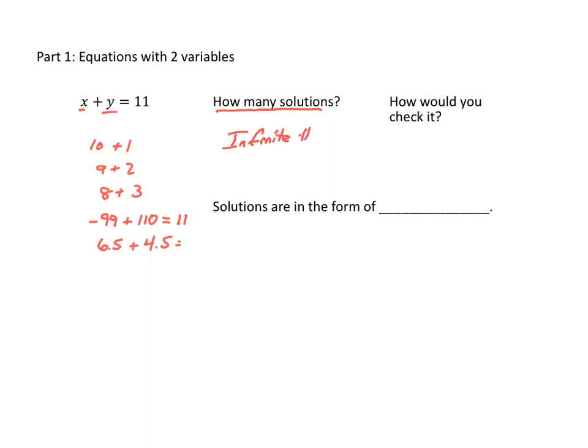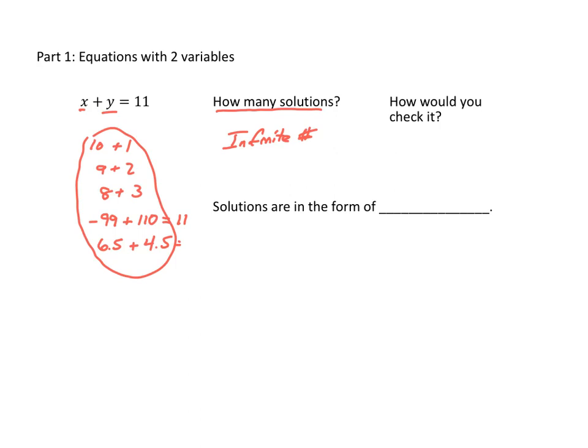Now, this is a little different than the infinite number of solutions that we had when we were talking about the example with one variable, because these don't cancel out. We don't end up with all the variables canceled out and 11 equals 11. We have an infinite number of solutions because there's an infinite number of pairs of numbers that add up to 11.